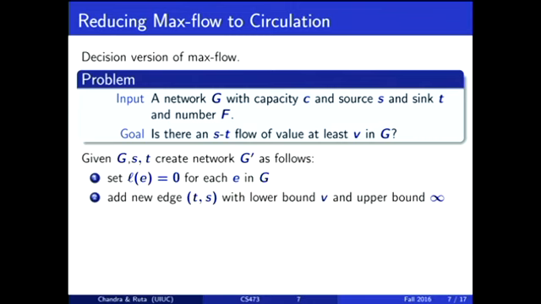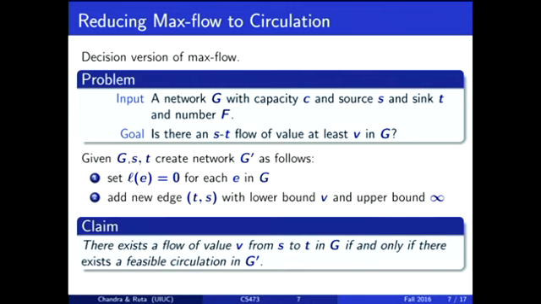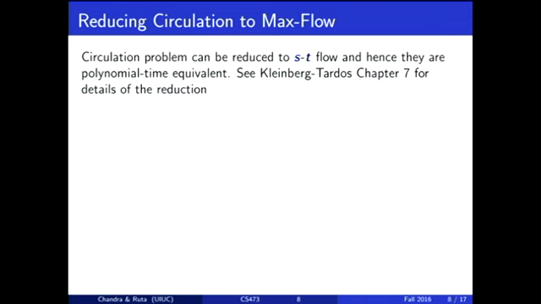Now, circulations seem more powerful. Are they really more powerful? It turns out that's not true. In fact, you can reduce the circulation problem to max flow. You can solve circulation by using max flow, even with lower bounds. Circulations are more interesting only when there are lower bounds; otherwise it is not interesting. But circulations with lower bounds can be reduced to max flow without lower bounds, just like the standard max flow problem. So they're equivalent in some sense.